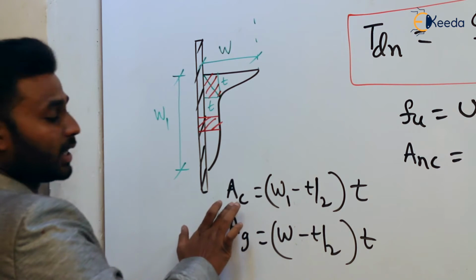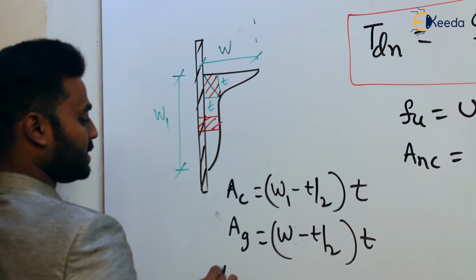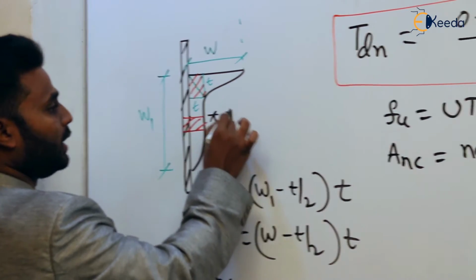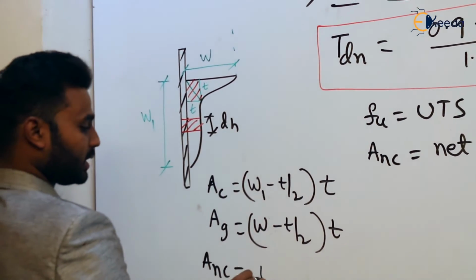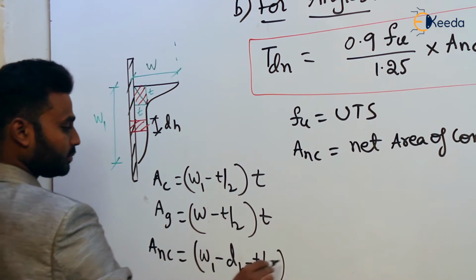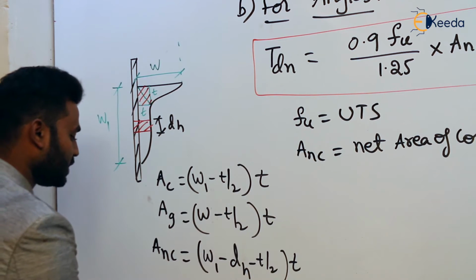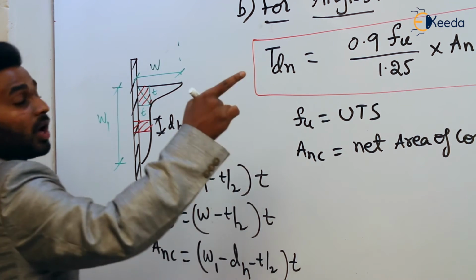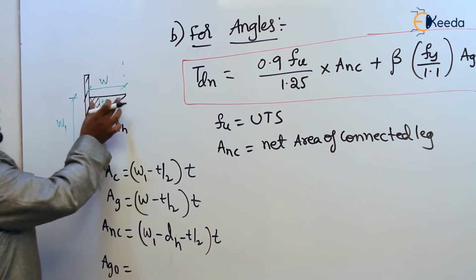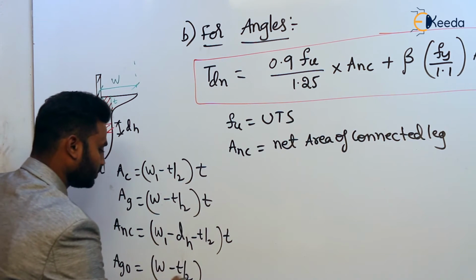So that is the gross area of the connected leg and the gross area of the outstand. Now, how to get the net area AC? From this we have to deduct the whole DH. Agree or not? So now to get it: W minus DH minus T by 2 into T. That is the net area of the connected leg. And AG naught is the gross sectional area, or gross area, of the outstand. If there is no hole in the outstand, it is simply W minus T by 2 into T.